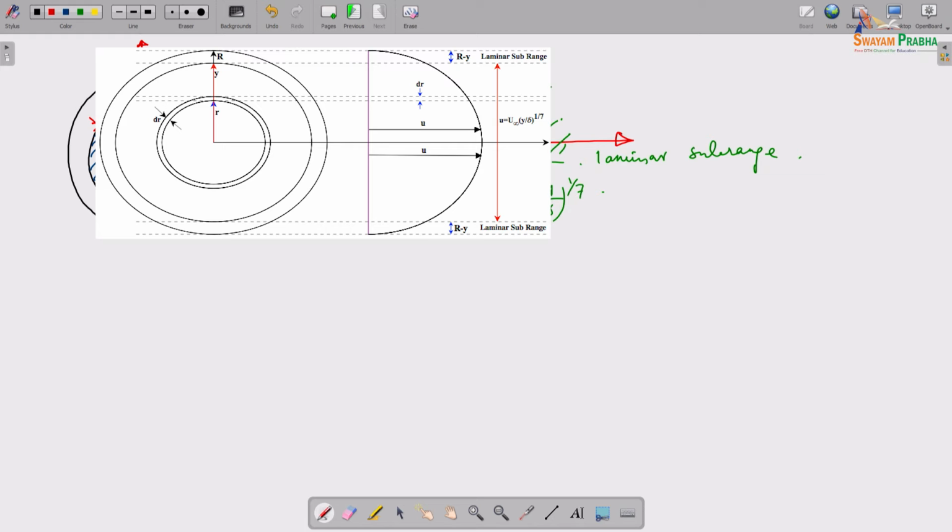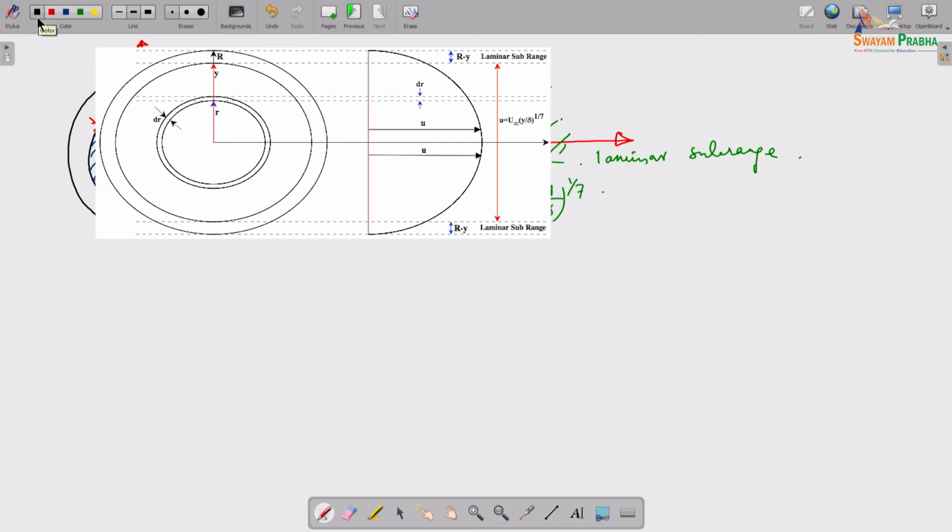Yeah, so what is the velocity through this dr? Okay, so if I were to draw that also, for example, say dr, this is this region where the velocity, this is u, can be given by the 1/7 law, right. So this is your dr. Let us therefore write this. In that case, now we are going to integrate this, like you must have done this before.